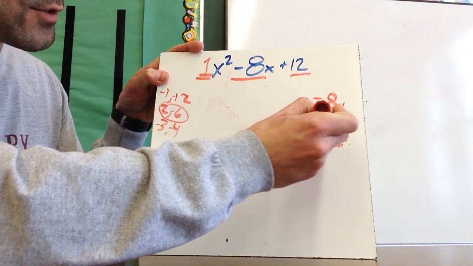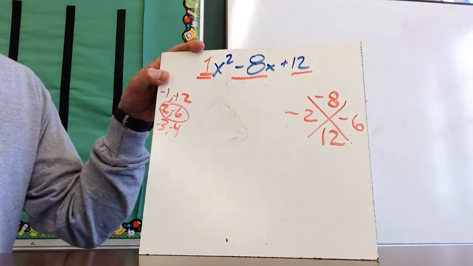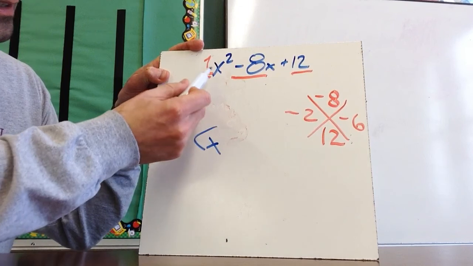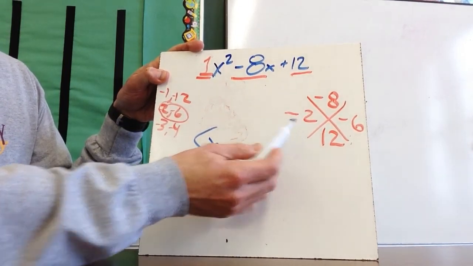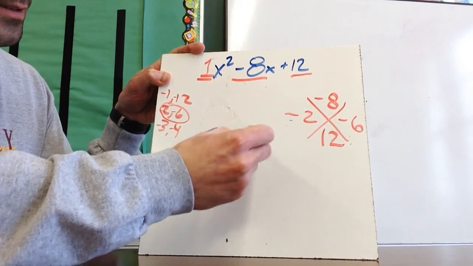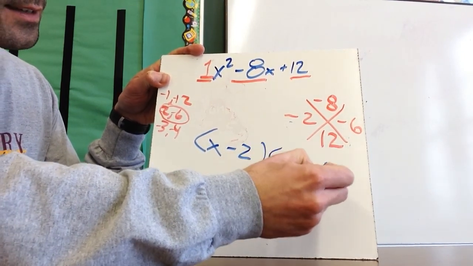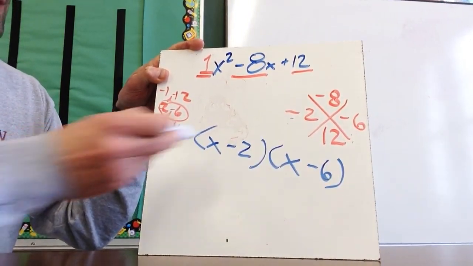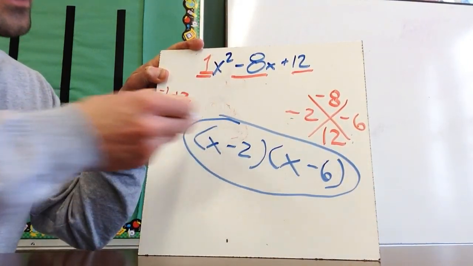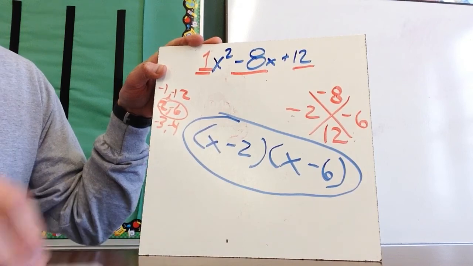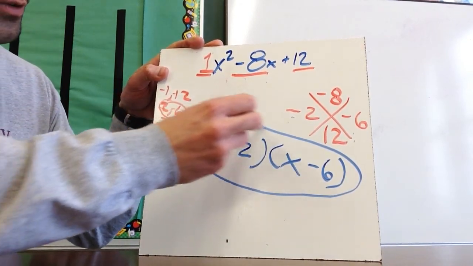So this is a negative 2 and a negative 6, which means I'm now going to go x, because this is an x, negative 2, so this is going to be minus 2, and then x, and this is a negative 6, so this is minus 6. So when I factor x squared minus 8x plus 12, it would factor to x minus 2 times x minus 6.